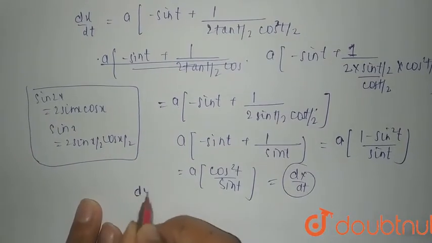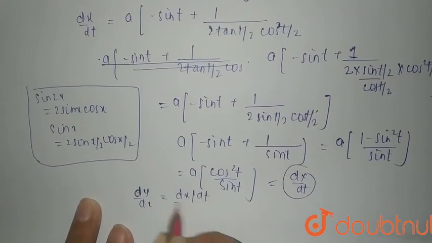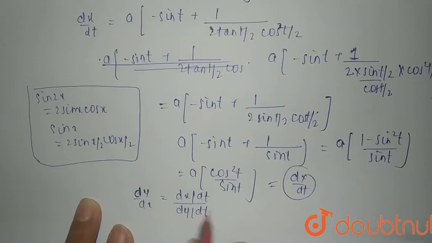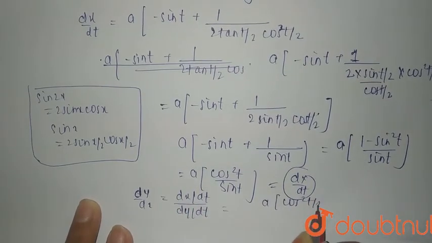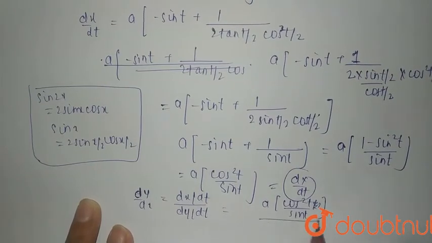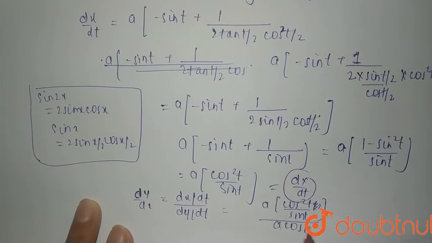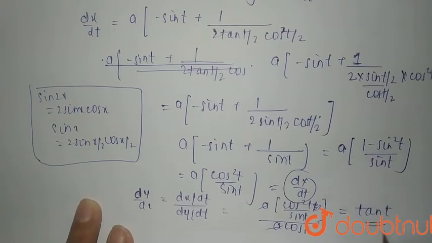We need to find the slope dy/dx. So we are going to divide dy/dt by dx/dt. So dy/dx is a cos square t divided by sin t, this is t only, not t/2, and dy/dt is a cos t. So a is cancelled, and you are left with tan t, and this is your answer.